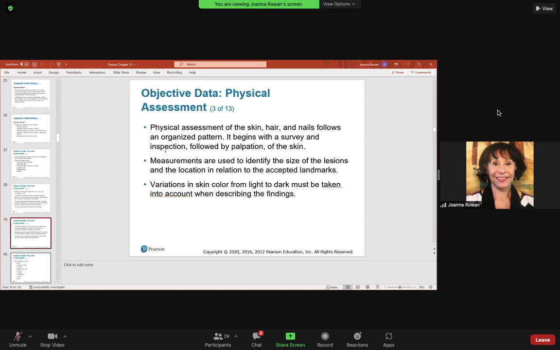Physical assessment of the skin, hair, and nails follows an organized pattern. It begins with a survey inspection, followed by palpation of the skin. Measurements are used to identify the size of the lesions and the location in relation to accepted landmarks. Variations of skin color from dark must be taken into account when describing findings.